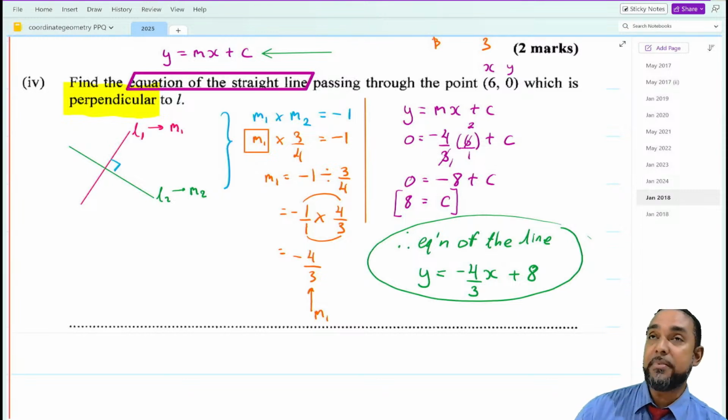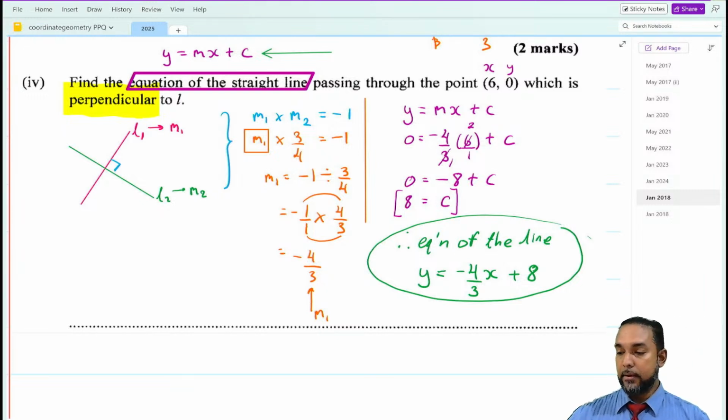It might only be a half mark, maximum mark, but you still want to get all the marks that you could possibly get on the paper. All right. Okay.